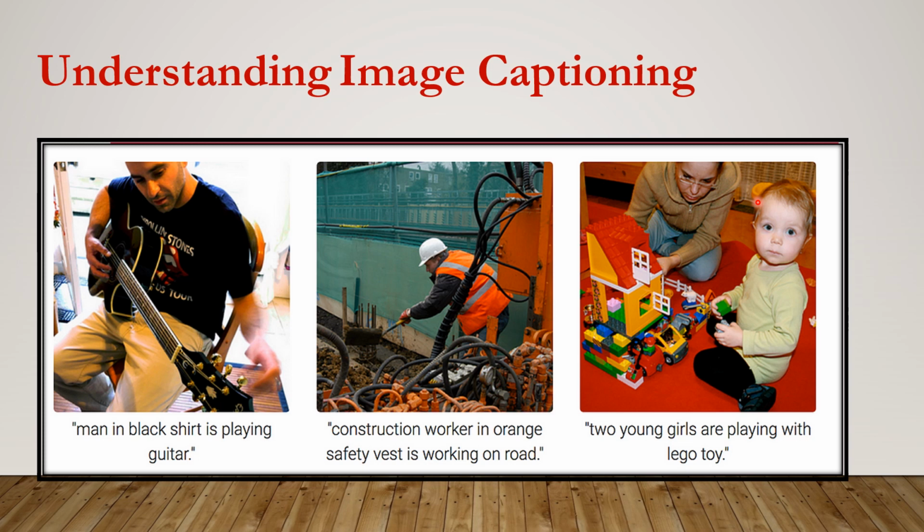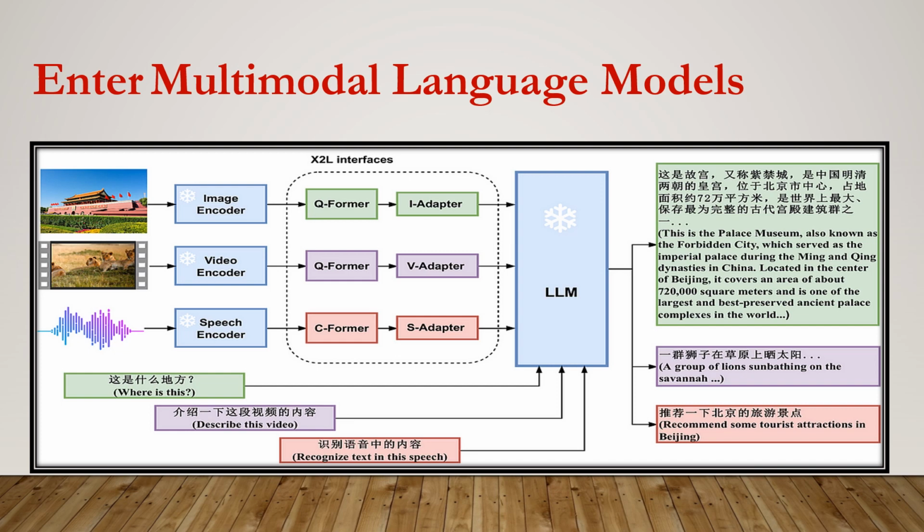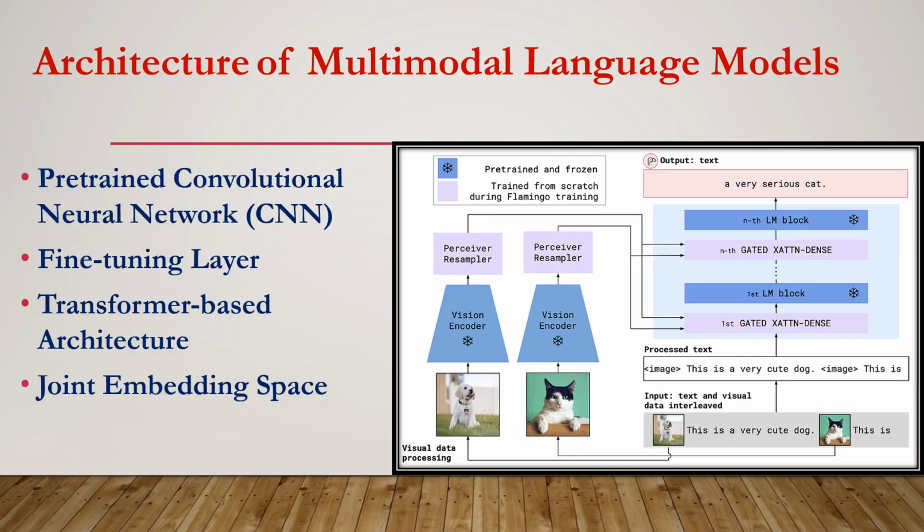Then entered multimodal language models, inspired by the success of large language models like OpenAI's GPT, that is Generative Pre-trained Transformer, which leverage the power of both visual and textual data. These models are trained on massive datasets that include paired images and captions, enabling them to learn the intricate connections between visual features and linguistic expressions. Now, what is the architecture of a multimodal language model?